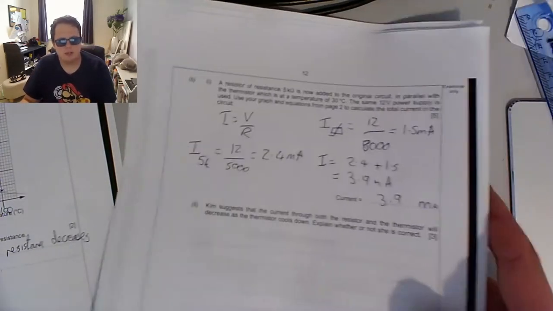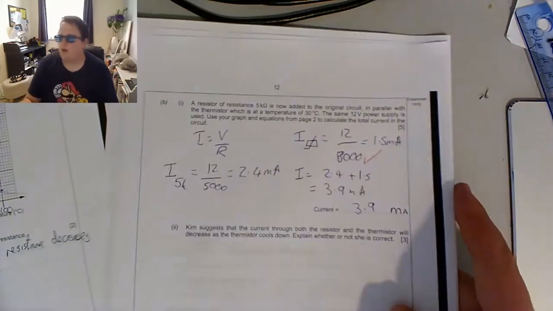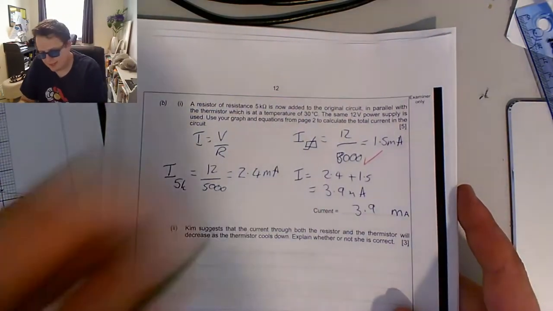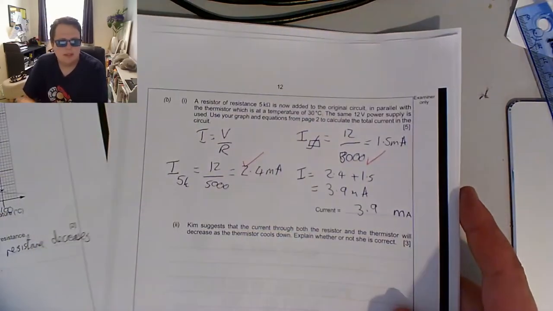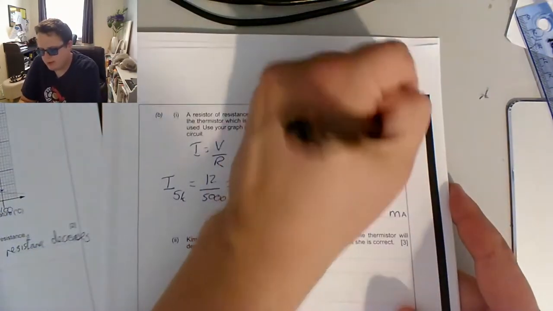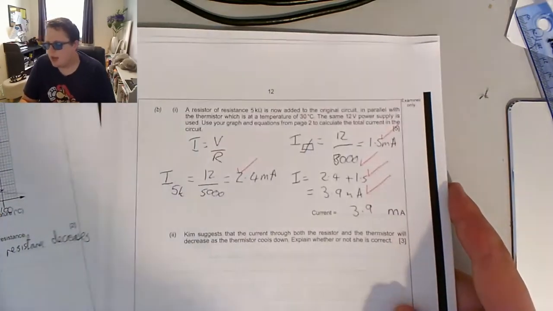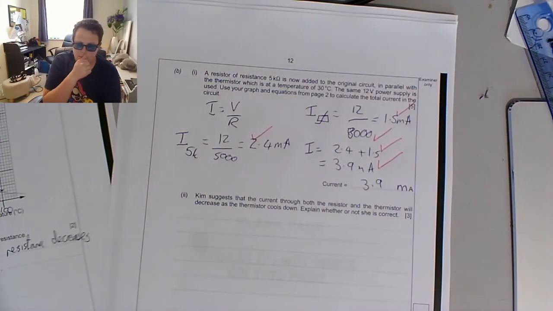Now if I've done it this way, it's 1 mark for writing down 8,000 anywhere on that page. Second mark is for getting my 2.4. My third mark is for getting 1.5. 1 mark for adding them together, and 1 mark for the right answer.